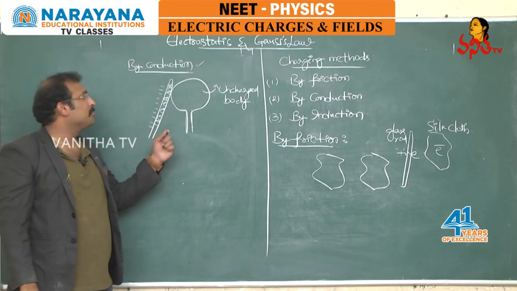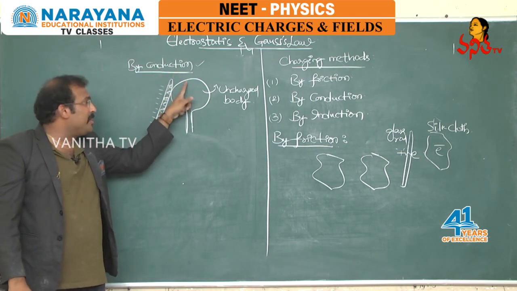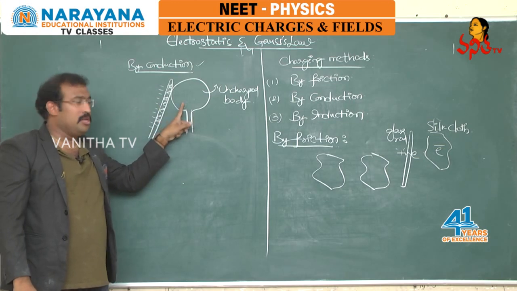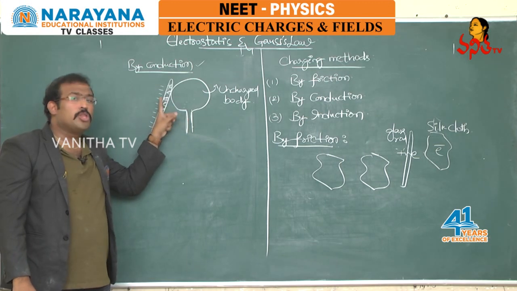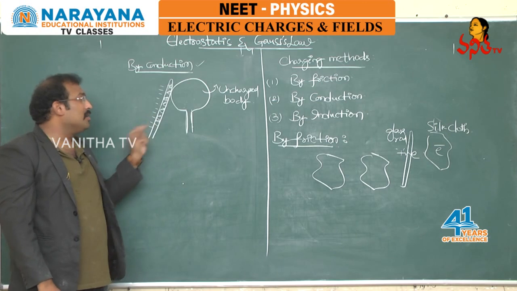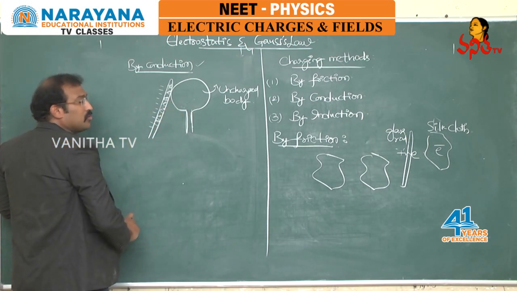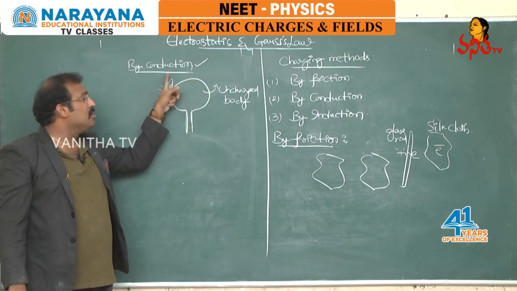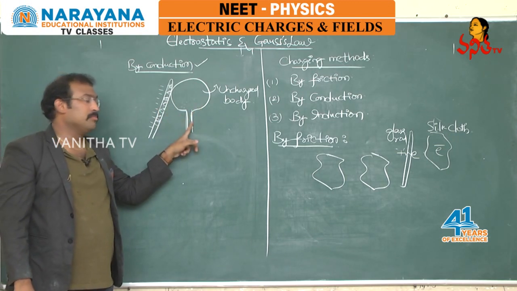Once again I repeat, what is meant by conduction? Conduction is a phenomenon in which when a charged body is in contact with the uncharged body, the charge will flow until both the bodies obtain a common potential. So here the two bodies attain similar charges, therefore conduction results in repulsion. This is the method of conduction.